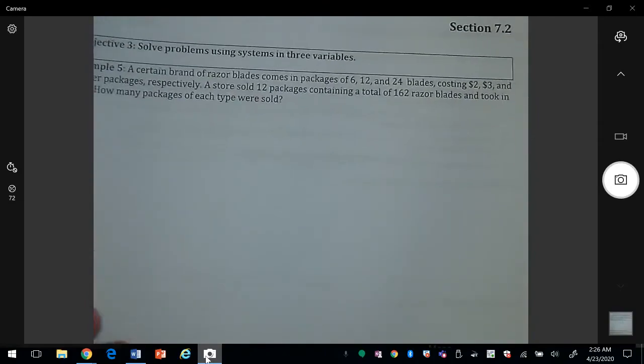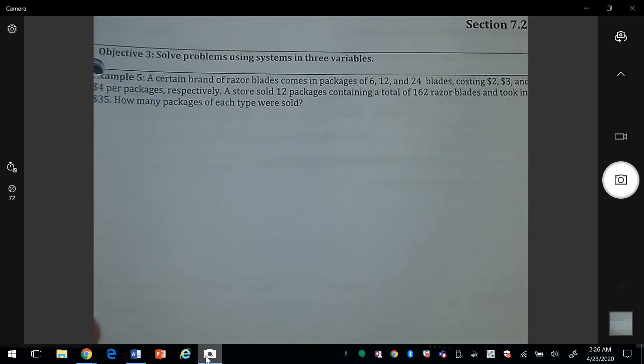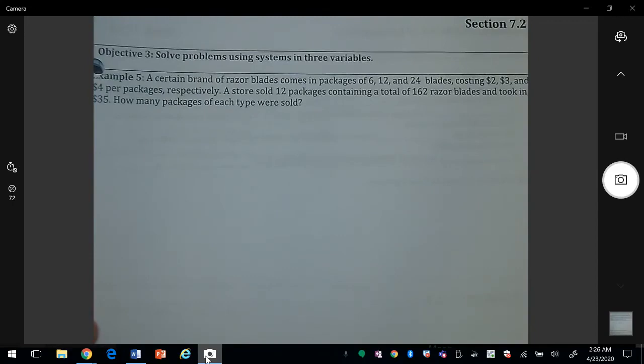This is a word problem. It says a certain brand of razor blades comes in packages of 6, 12, and 24, costing $2, $3, and $4 per package. A store sold 12 packages containing a total of 162 razor blades and took in $35. How many packages of each type were sold?